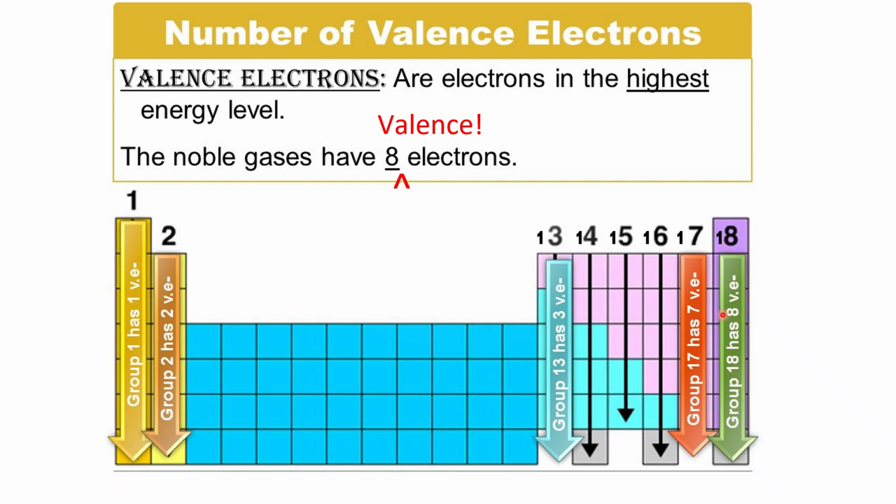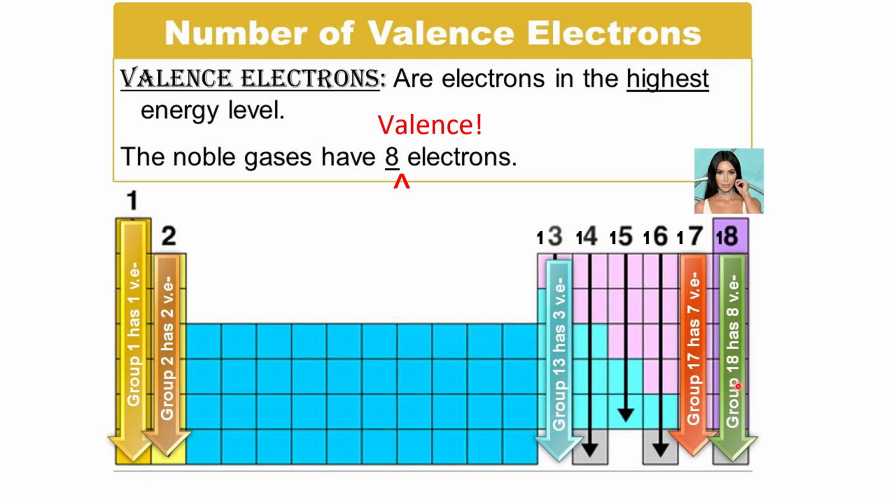So here are the noble gases. The noble gases have 8 valence electrons. It goes 1, 2, skip a few, then 3, 4, 5, 6, 7, 8. So these have 8 valence electrons. Everything is trying to get to 8 valence electrons. These here in this D block we'll talk about later as to what happens there.